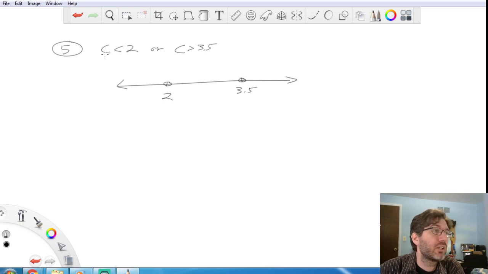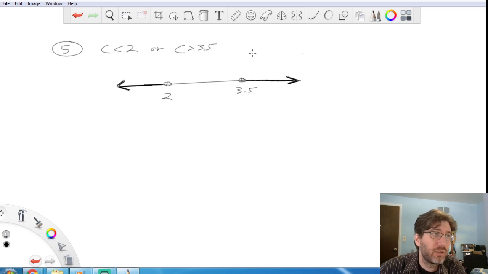And then C has to be less than 2, so that would be this direction, because again, numbers smaller than 2 are over there. C has to be greater than 3.5, that would be this direction. So there's number 5. Nothing changes with the decimal, just leave it there. Your number lines don't have to be amazing. I'm looking for the two numbers.